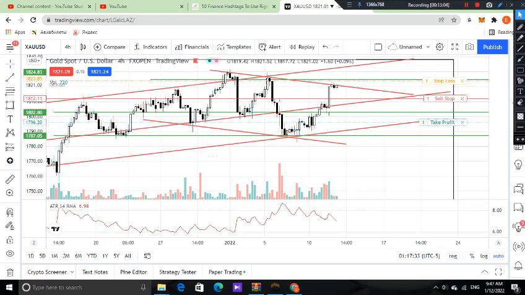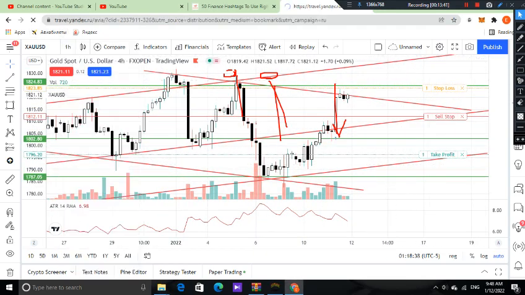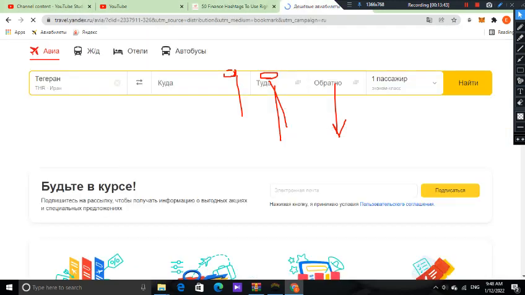We have 1, 2 bearish legs so far, and in a bearish channel we expect to see the third one. It's not promised, and there's no guarantee for that, but yeah, you can expect that one. So what we have is this bearish channel here in this 4-hour time frame.